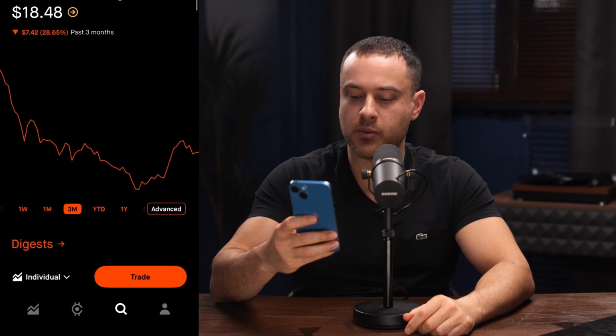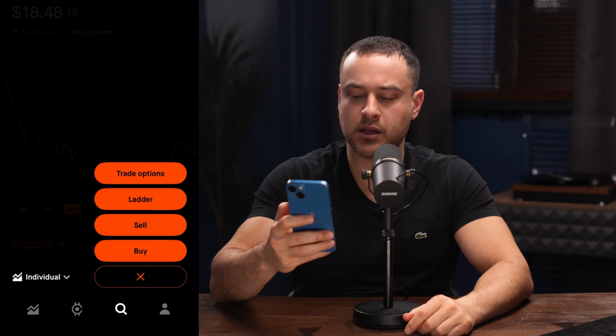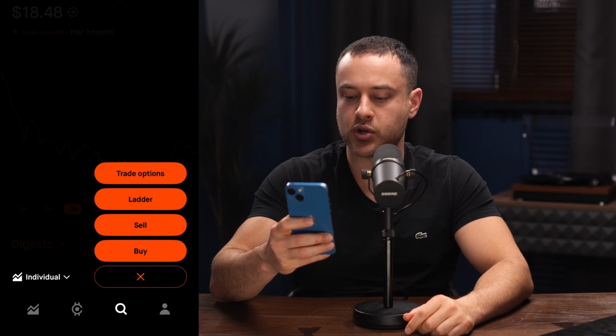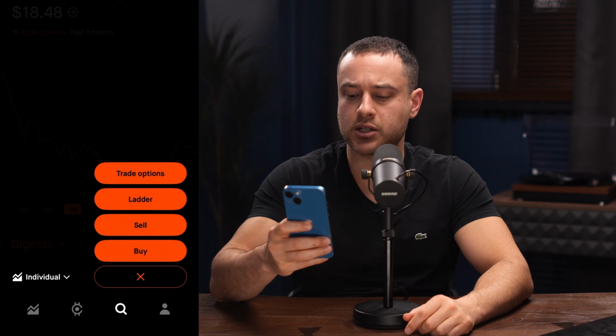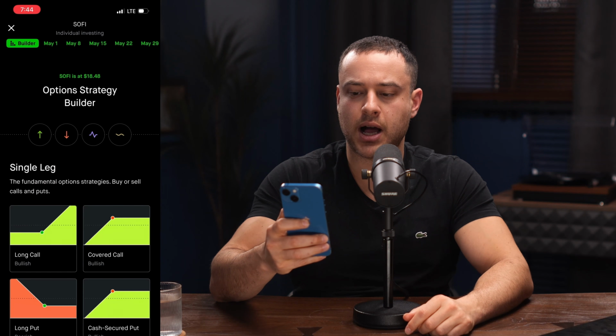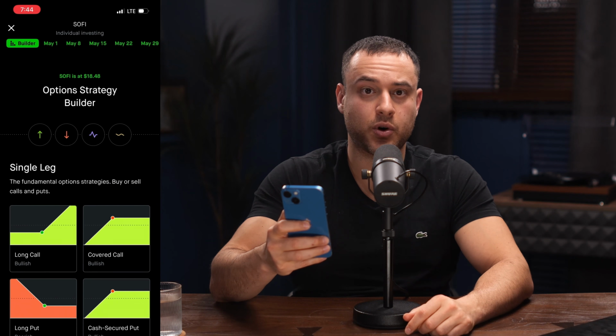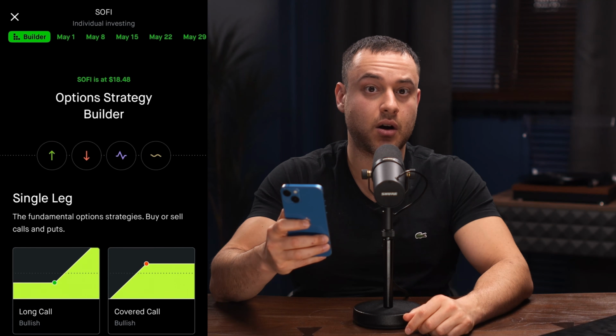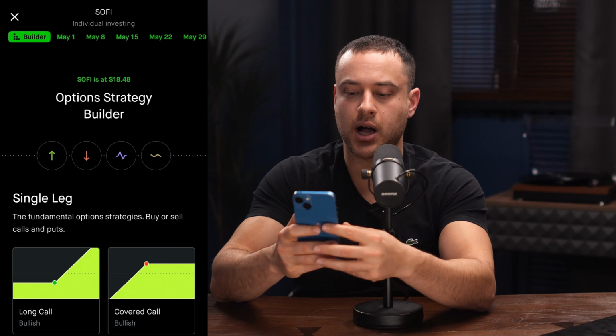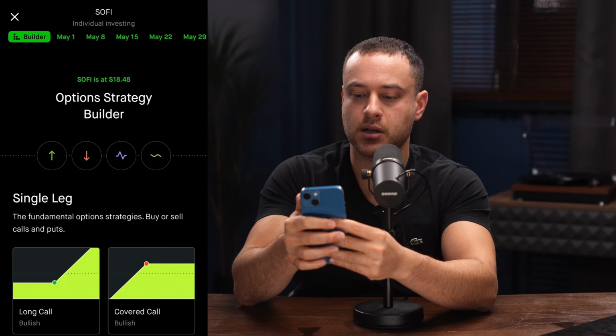And you'll see on the bottom right, there is a trade button. So when I click trade, I have the option to trade options, ladder, sell, or buy. So what I'm going to do is click trade options. From here, I have to pick an expiration date. Now, personally, I like to sell options that are 1 week in expiry, so I am going to go for an option that expires in 1 week.